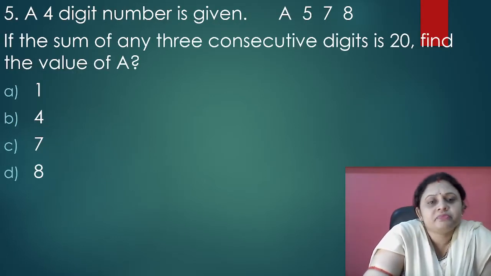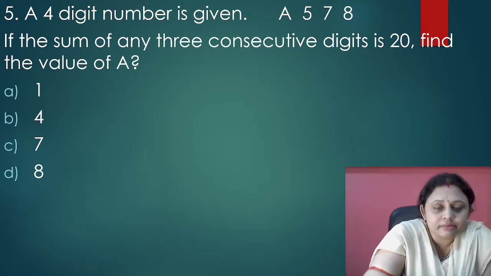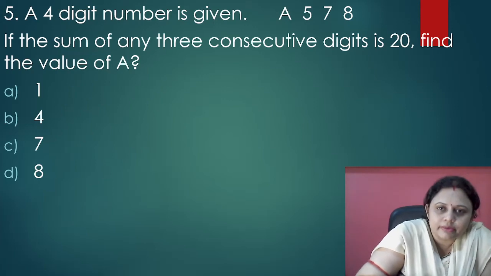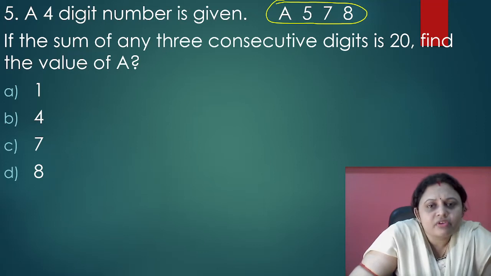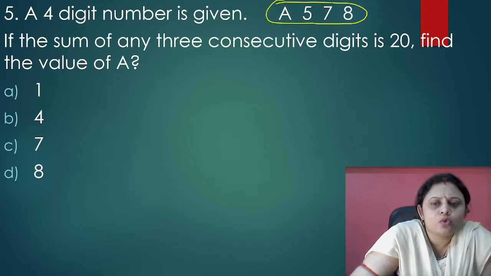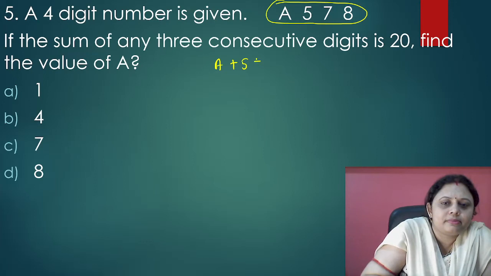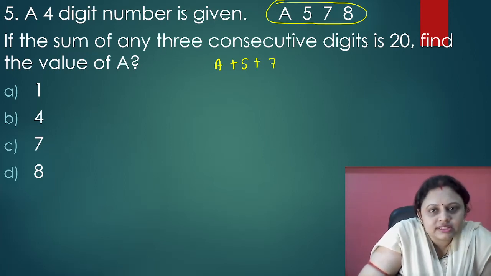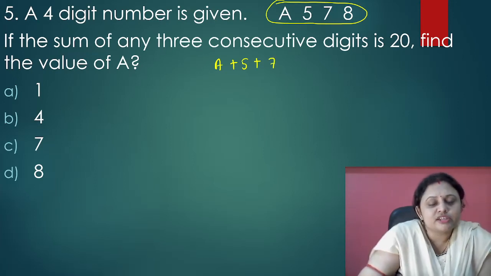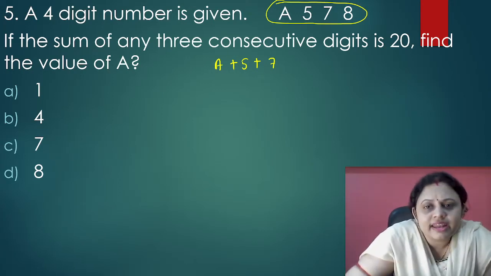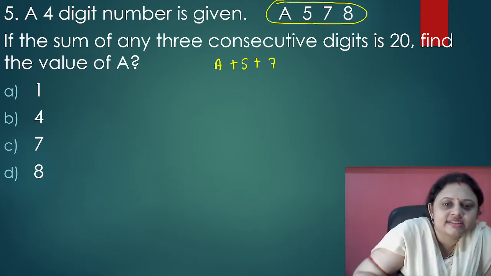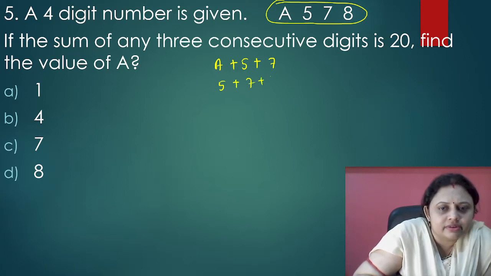Next question. A 4-digit number is given, A578. If the sum of any 3 consecutive digits is 20, find the value of A. Sum of 3 digits means A plus 5 plus 7. These are 3 consecutive digits. Consecutive means continuously next, 3 digits, 5 plus 7 plus 8.